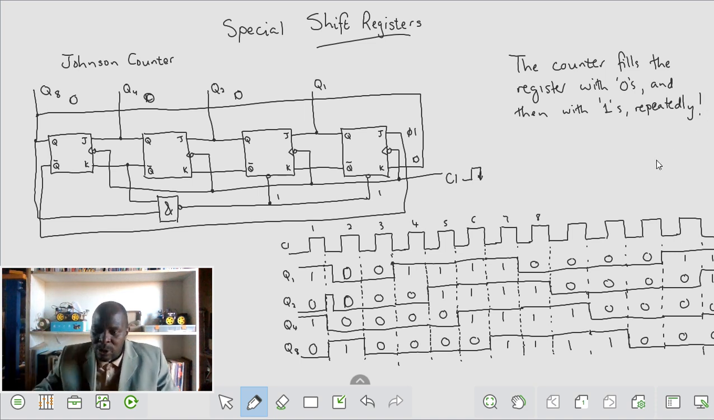So we've done all our special registers, and I hope that we understood how they work. You see that both the ring counter and the Johnson counter started off by correcting themselves. After correction, then what happened? You then realize that the register started filling up with zeros and then started filling up with ones, and over. It started doing that. Okay, so I hope everything is clear. We are done with shift registers. I hope we had fun.